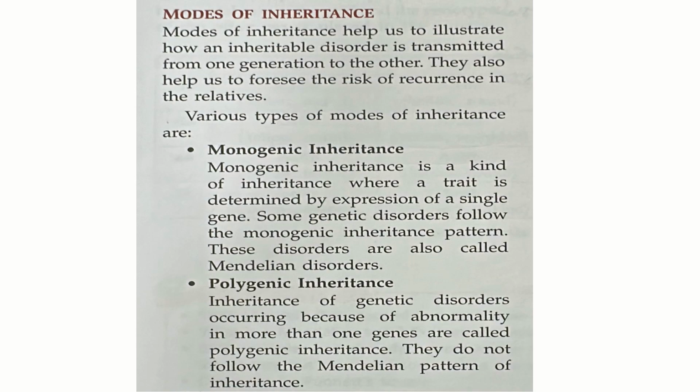So if you see the patterns of inheritance, monogenic inheritance is a kind of inheritance where a trait is determined by the expression of a single gene. Polygenic inheritance is inheritance of genetic disorders occurring because of abnormality in more than one gene. These do not follow the Mendelian pattern, but monogenic inheritance follows the Mendelian pattern. These are called Mendelian disorders because the inheritance pattern follows Mendel's laws.